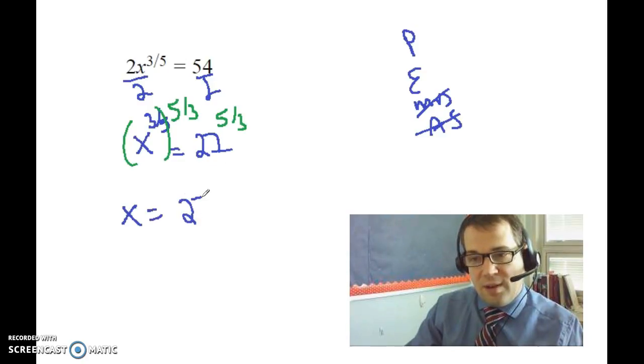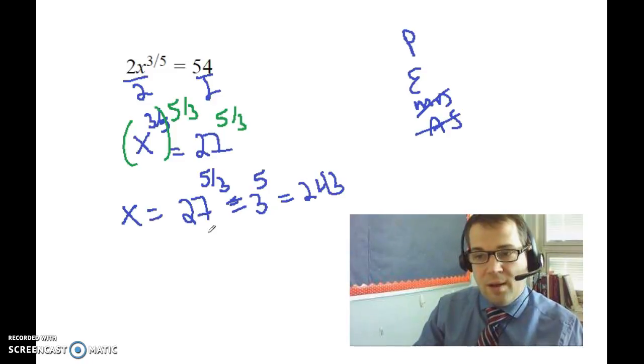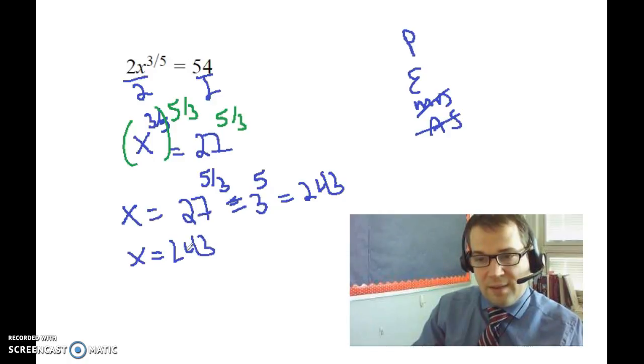And then to calculate 27 to the 5/3, I want to think about what multiplies by itself 3 times to make 27. That would be 3. I'm going to take that 3 to the 5th power to get an answer of 243. I am going to do a quick check on my math and make sure that this answer does make sense.